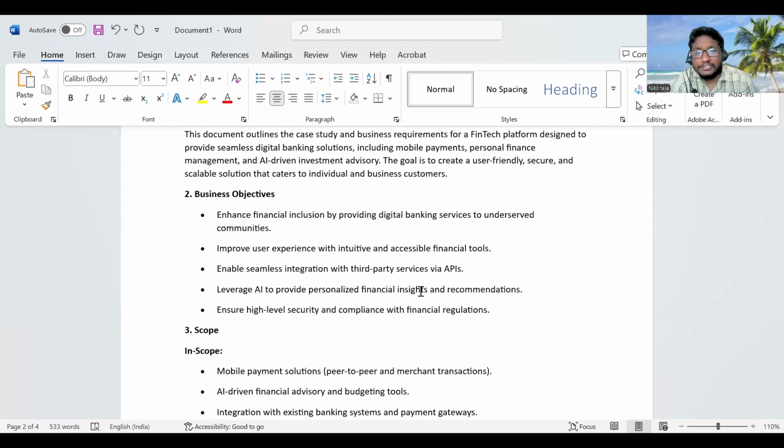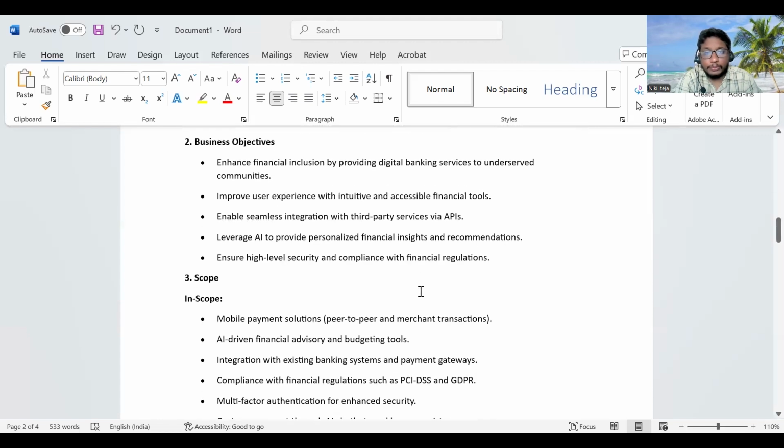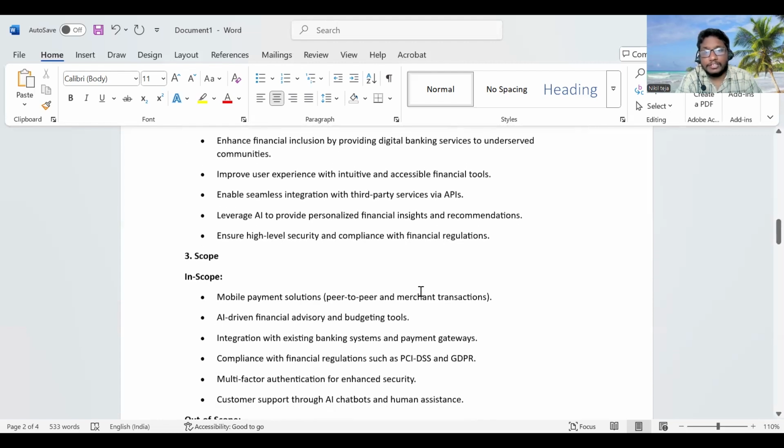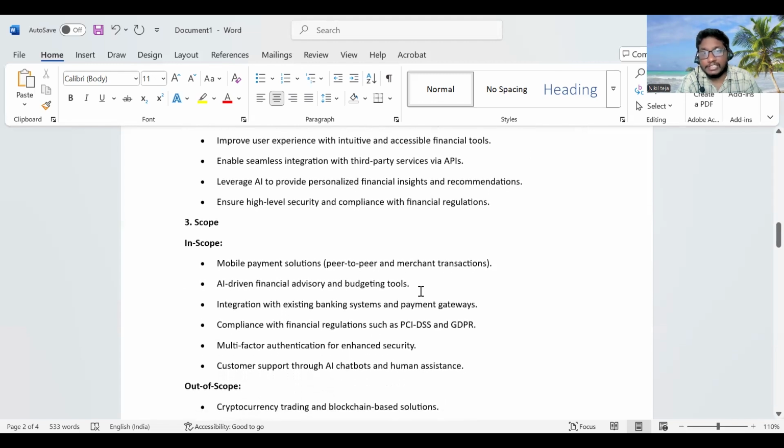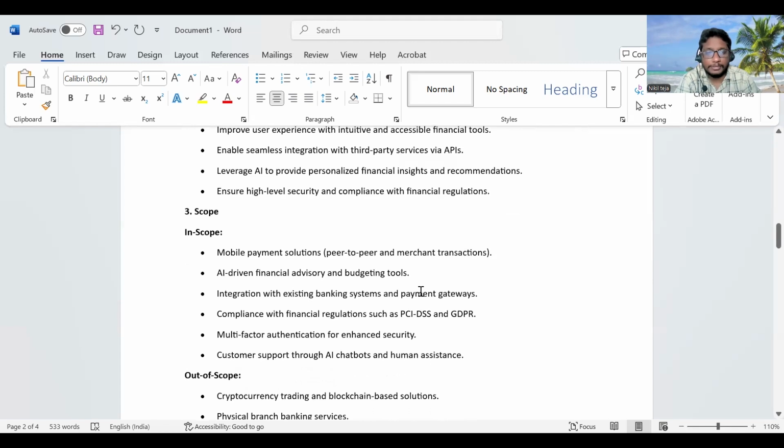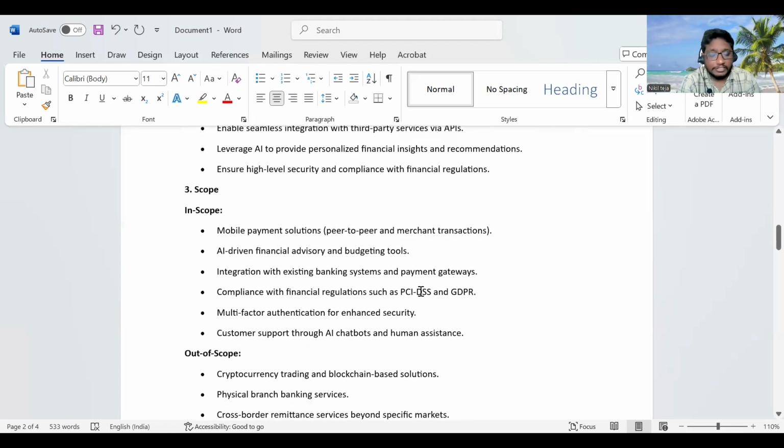Enable seamless integration with third-party services via APIs. APIs are nothing but application programming interfaces. Leverage AI to provide personal finance insights as well as recommendations. So AI will be providing you some insights and recommendations with respect to your finances. Ensure high-level security and compliance with financial regulations. So these are the business objectives.